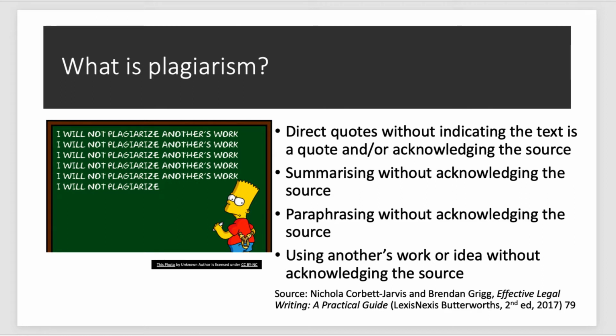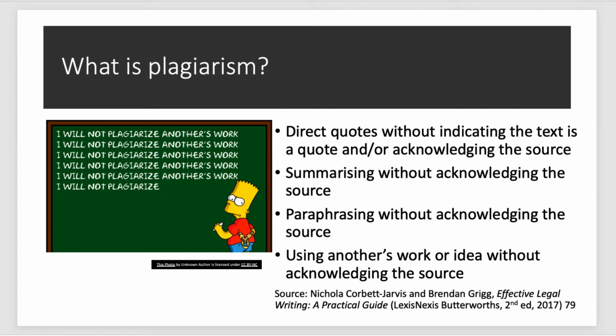So what you can now see on the slide are the 4 ways in which a student may commit plagiarism. The first is by directly quoting words from the original text without indicating to the reader that this is a direct quote in accordance with the relevant referencing guide. Alternatively, you may commit plagiarism by directly quoting the original text and then failing to acknowledge the source. So in that instance, you may have used quotation marks, but there's no reference to the source and it's not possible to ascertain where those words have been sourced from.